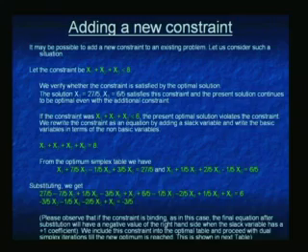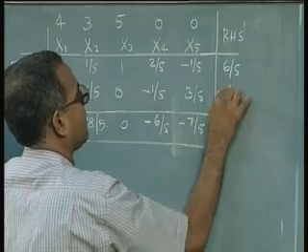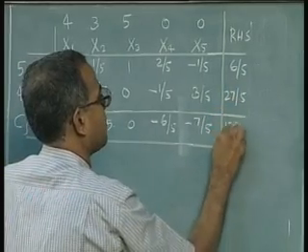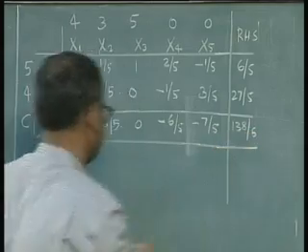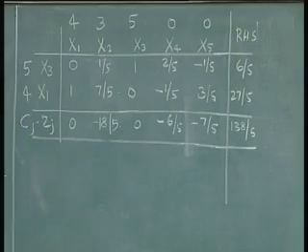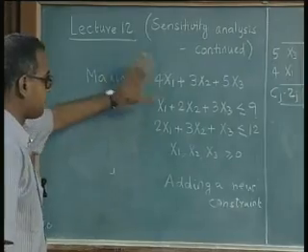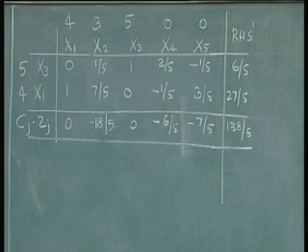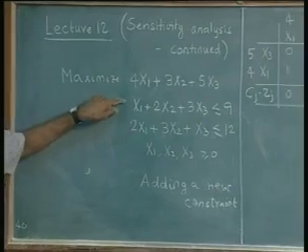Now let us write the simplex table without the new product. Now let us look at this problem again, the same problem and the optimum solution. Now we have solved this problem for these two constraints.